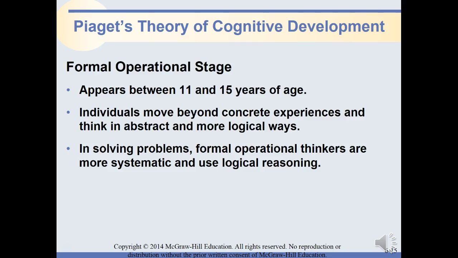Finally, we get to the formal operational stage, which appears between 11 and 15, but for many of us continues on into adulthood. Some of us continue to learn and grow and challenge ourselves with understanding new things. But basically, what formal operations is all about is being able to use your mind in a way which is somewhat freed from the actual concrete, real world, if I could put real in quotes.